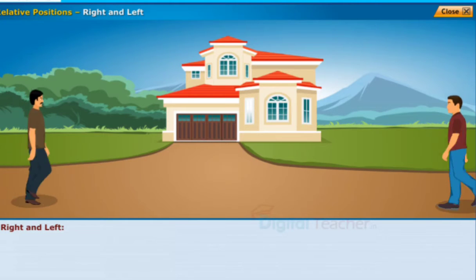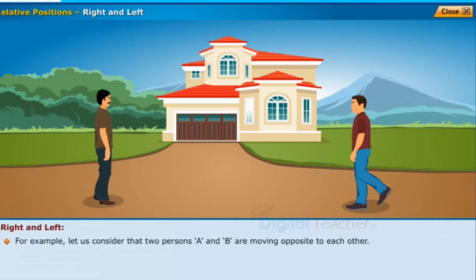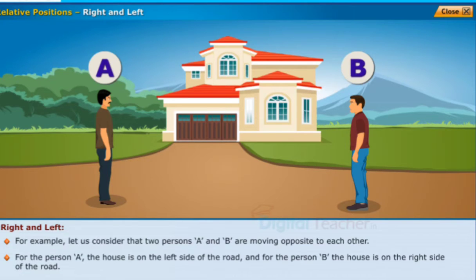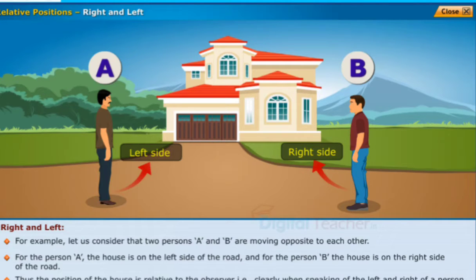Right and left. For example, let us consider that two persons A and B are moving opposite to each other. For person A, the house is on the left side of the road, and for person B, the house is on the right side of the road. Thus, the position of the house is relative to the observer, that is clearly seen when speaking of the left and right of a person.